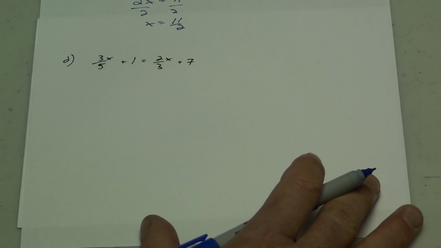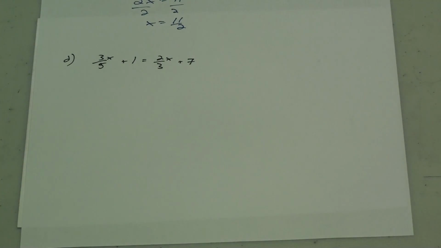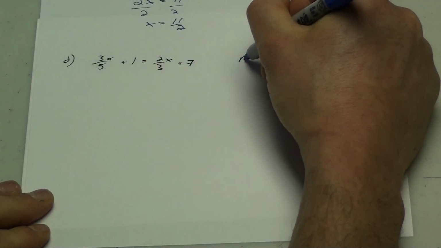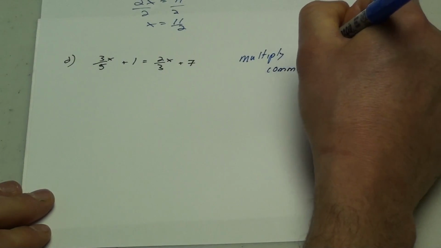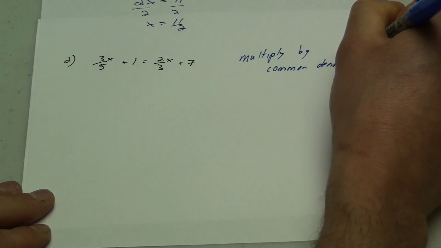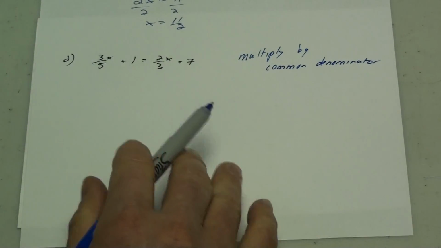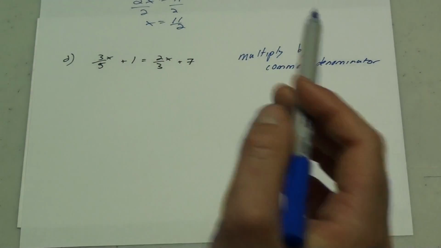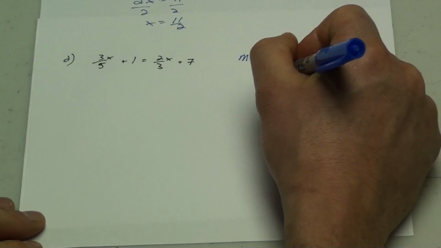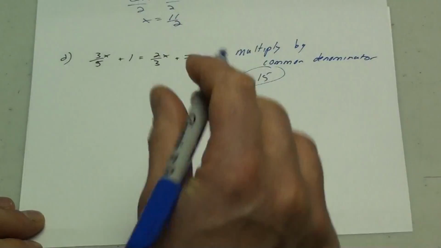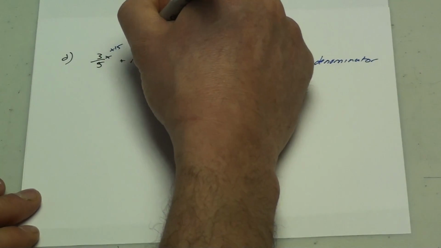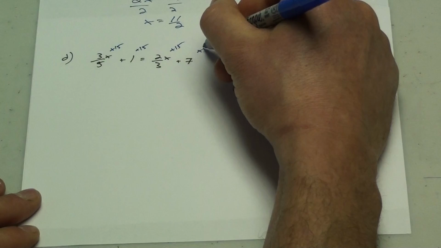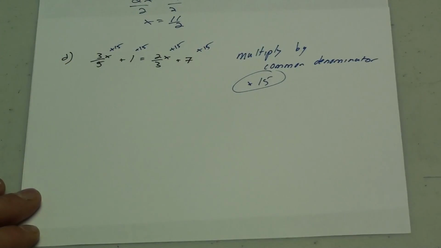And the last example is if I have individual fractions. A little trick I can do is get rid of the fractions. So what I'm going to do is multiply by a common denominator. I have a denominator of 5, a denominator of 3. A common denominator is 15. So I'm going to multiply by 15. I'm going to multiply everything by 15. Everything's going to be multiplied by 15.